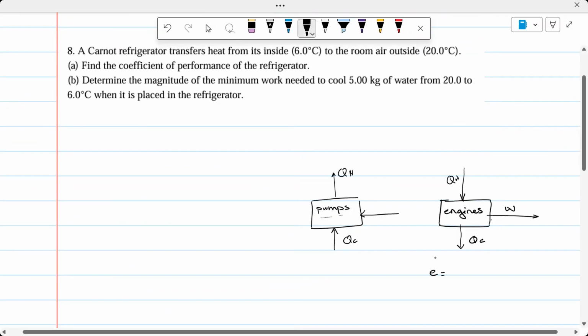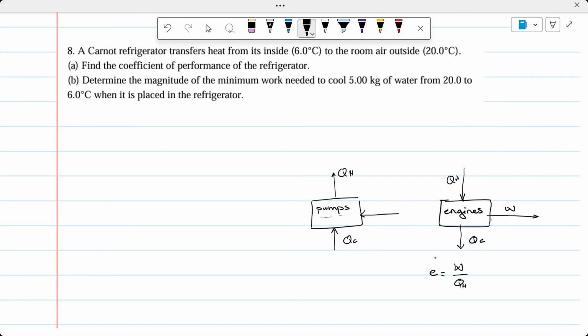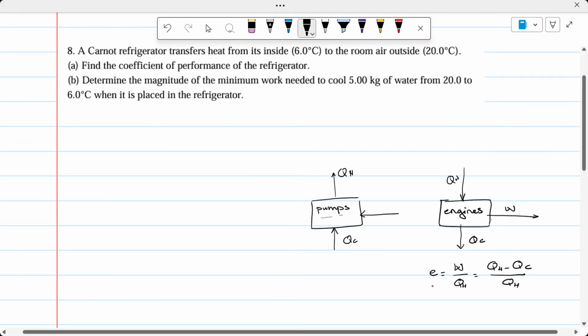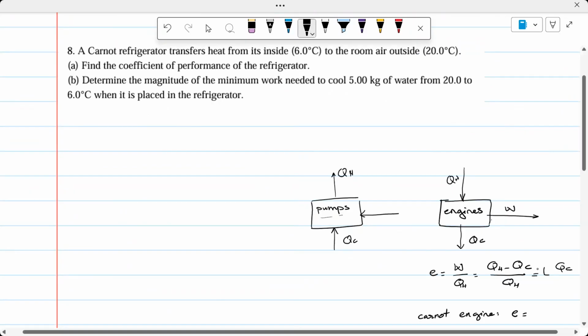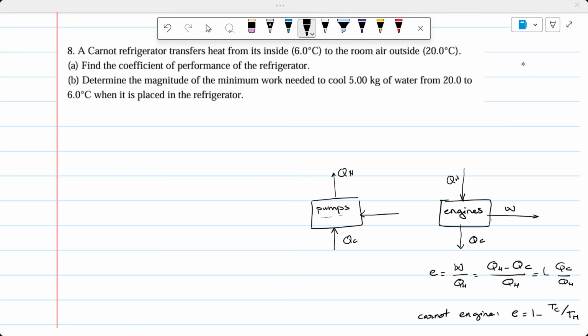So the efficiency is going to be equal to, in engines, my output is the work, my input is QH. And the work done, we defined it as QH minus QC from conservation of energy. And we said if I have a Carnot engine, then the efficiency can be written in terms of the temperatures only. This is an idealized engine, and basically Carnot designed it in order to just know what the limit of the efficiency is.